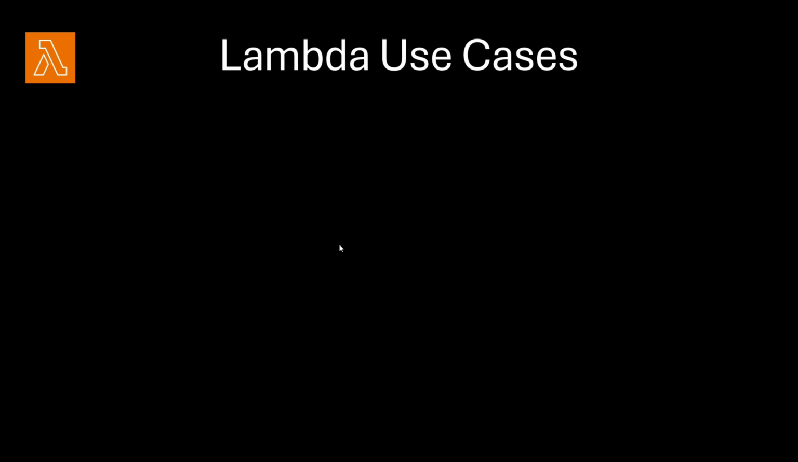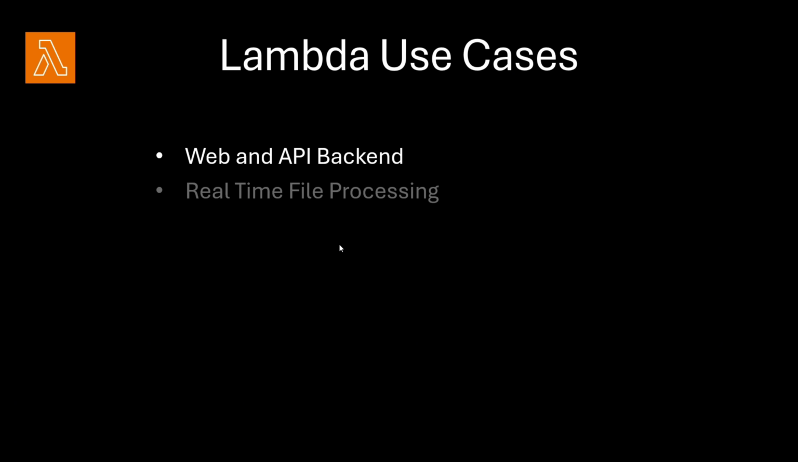Now let's see some common use cases for AWS Lambda. You can build REST APIs with API Gateway and Lambda. You can process authentication, business logic, or generate responses based on your business requirements. You can use it for real-time file processing. For example, you can use it to resize images as soon as they are uploaded to an S3 bucket. You can process your video documents as they arrive.